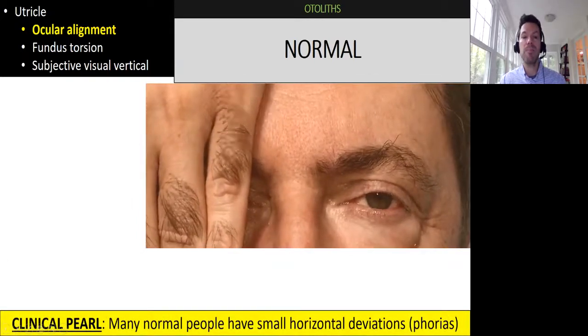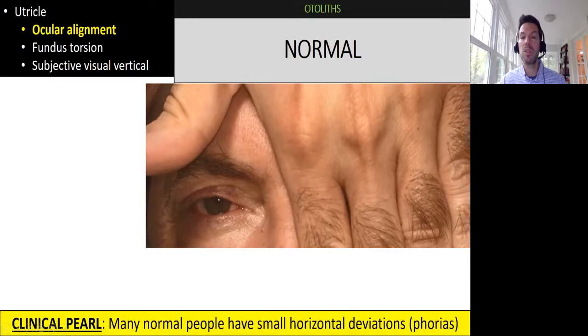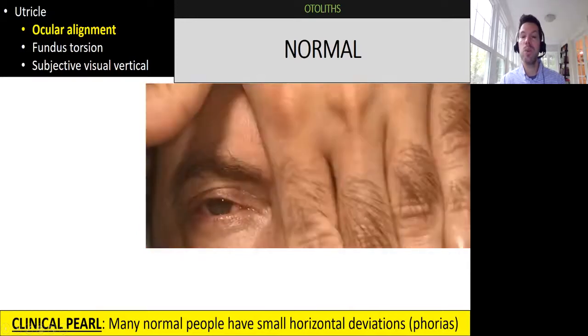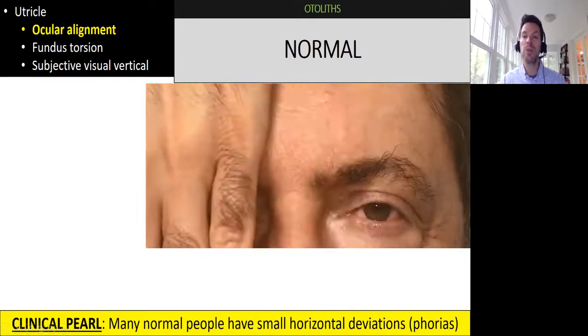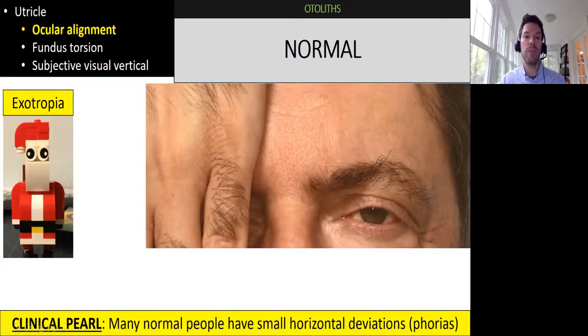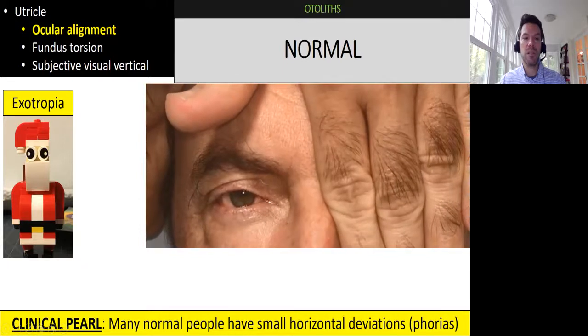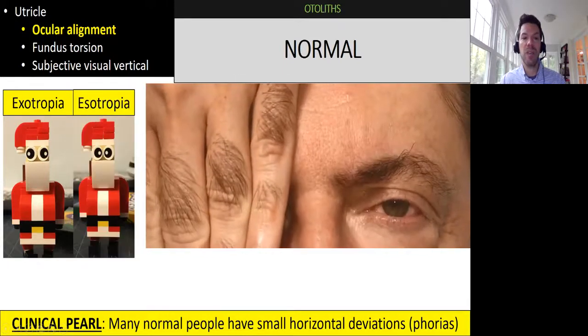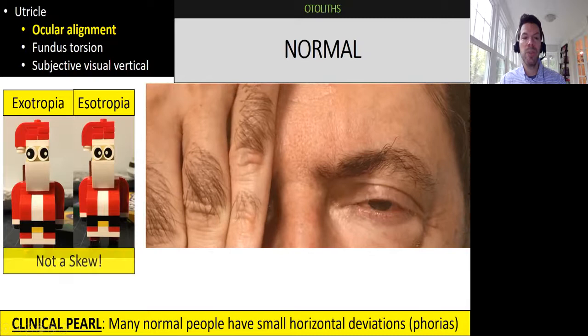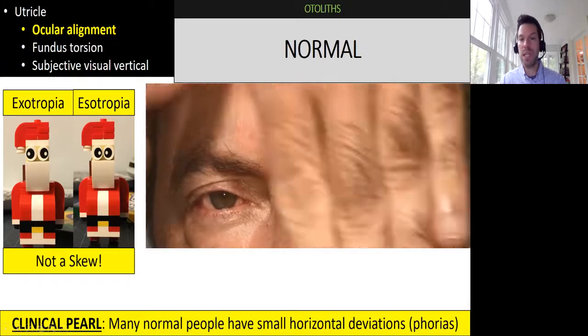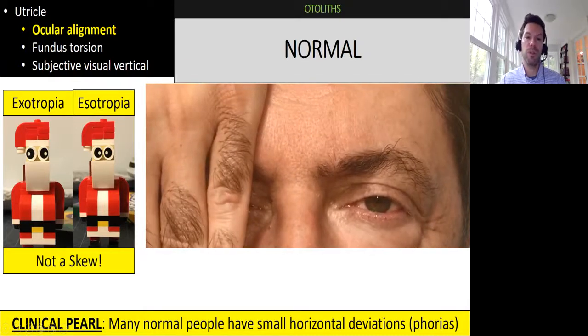The point here is that many normal people have small horizontal deviations. This is a normal test of skew. There's no such thing as a horizontal skew. If somebody's eyes are outward like this, that's called an exotropia. If somebody's eyes are inward, that's an esotropia. Neither of these is a skew. Again, there's no such thing as a horizontal skew.